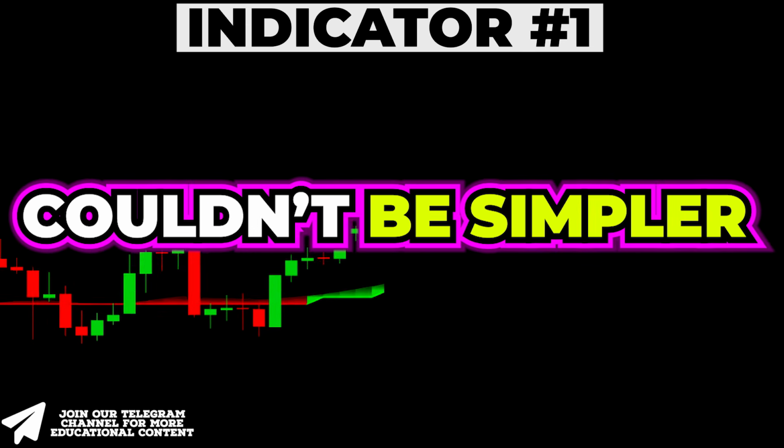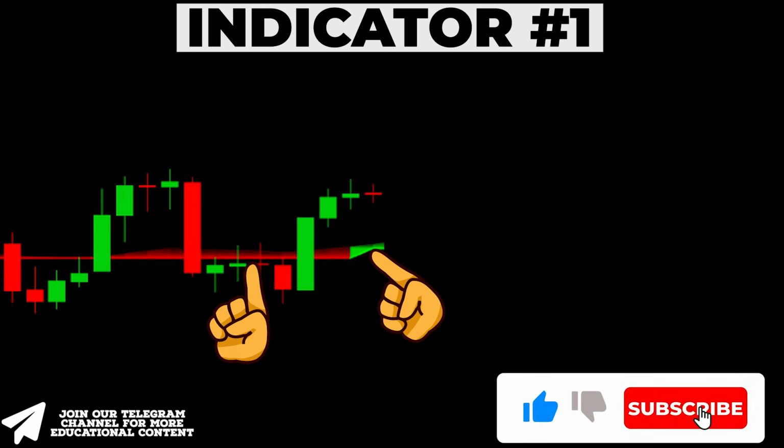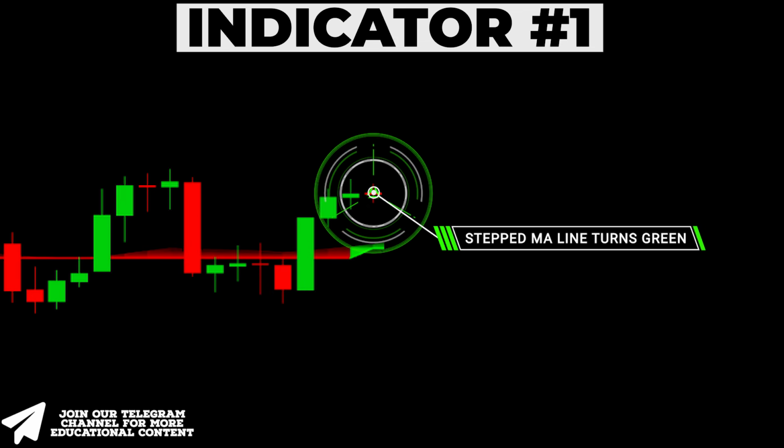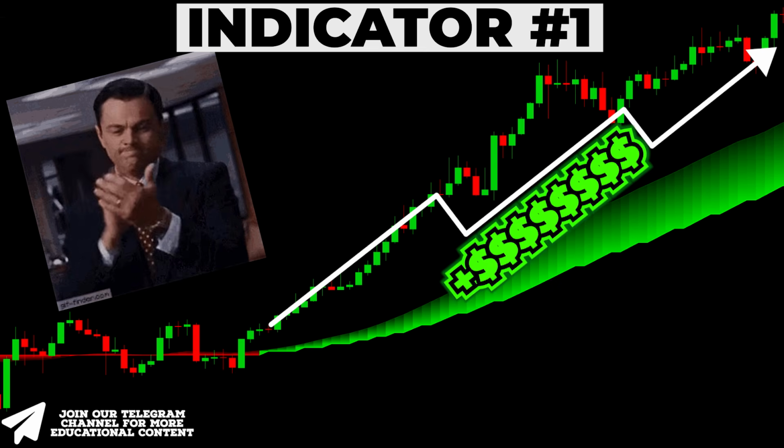And the trading rules couldn't be simpler. When the stepped MA begins to rise after falling or moving horizontally, it changes its color to green. This serves as a direct buy signal. Bingo, the price moved higher aggressively, delivering amazing profits.